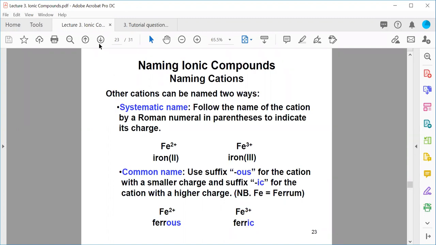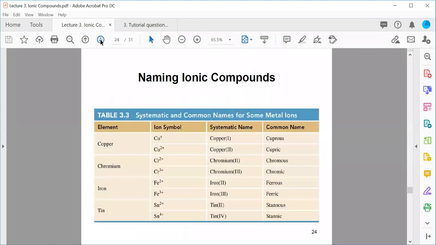All right, so have a go at both naming systems when you come across one of those metals that form different charges, just so you're at least familiar with both of them. How do you write the negative? The negative ones, we're not dealing with the negative ones, only the positive ones.